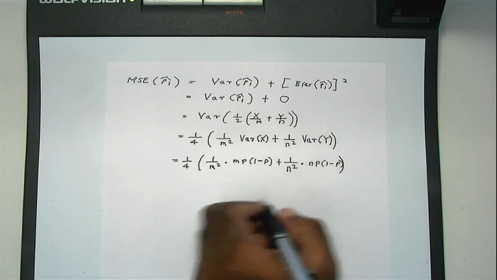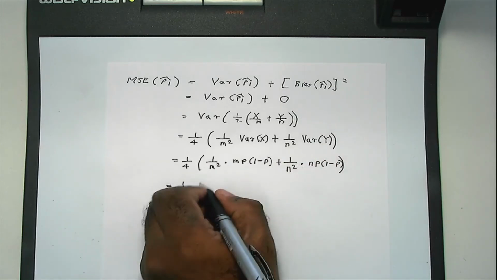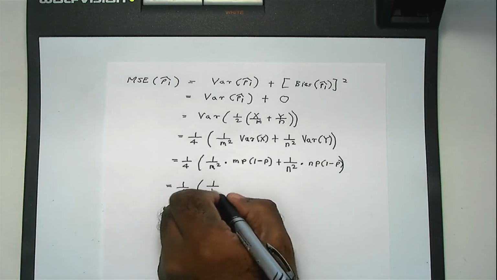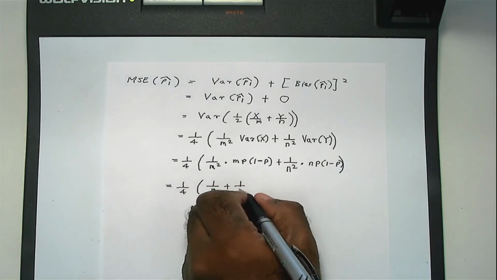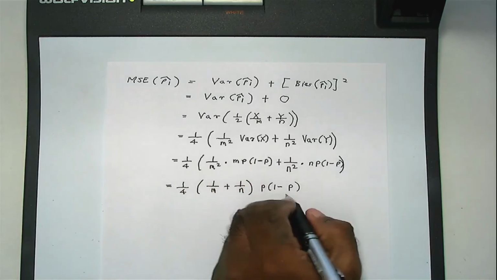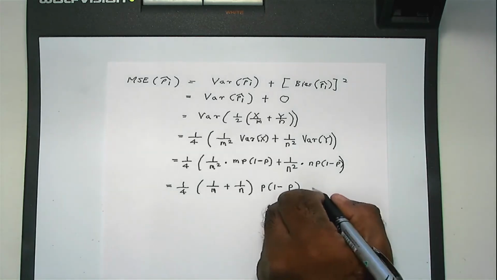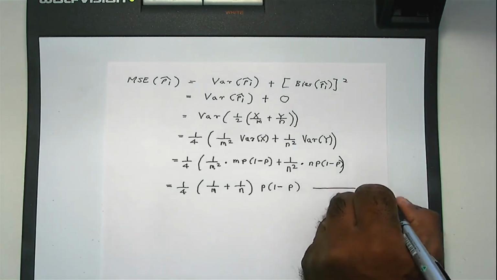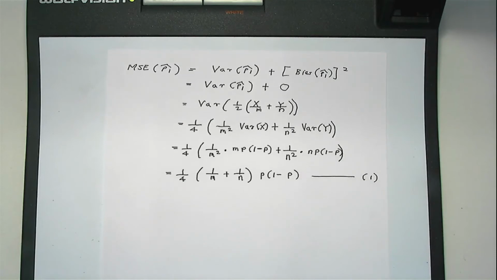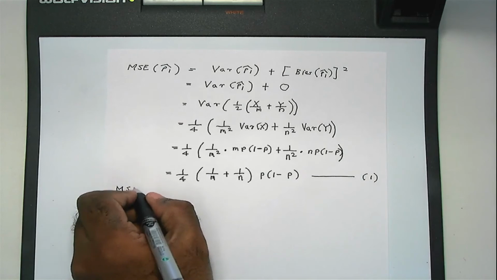Alright, so this becomes a quarter 1 over m plus 1 over n, times p times 1 minus p. Alright, so this is the mean square error of the first estimator. Right? Let me call this equation 1. I will need it later on. Okay. Now let's find the MSE of the second estimator.